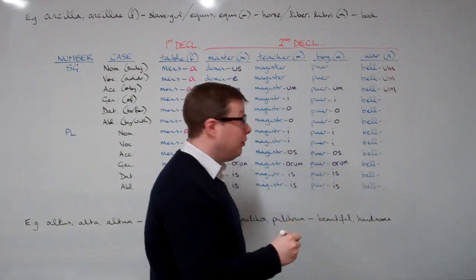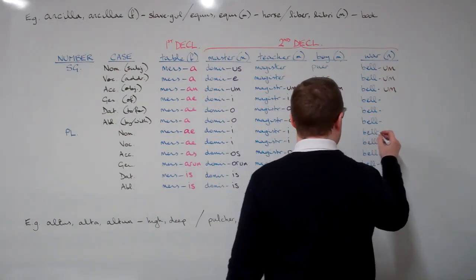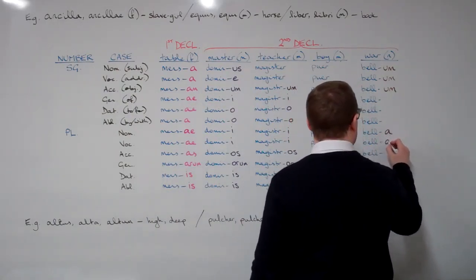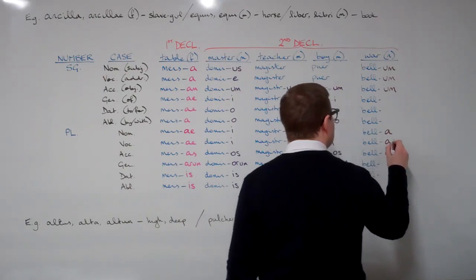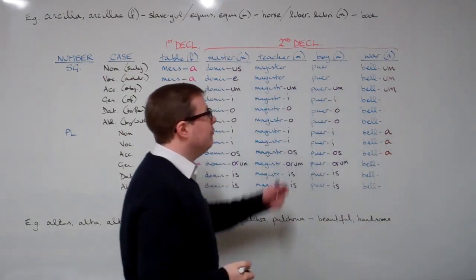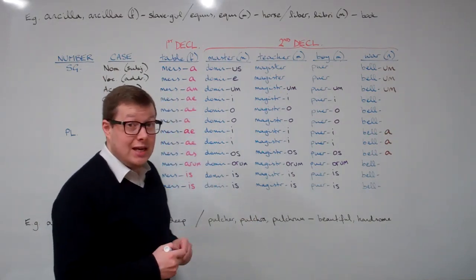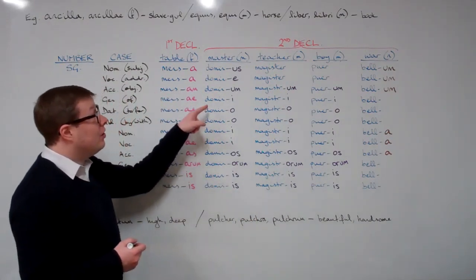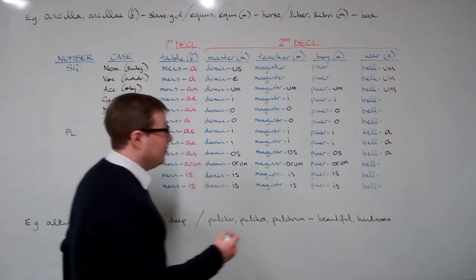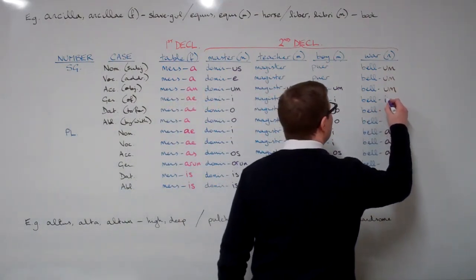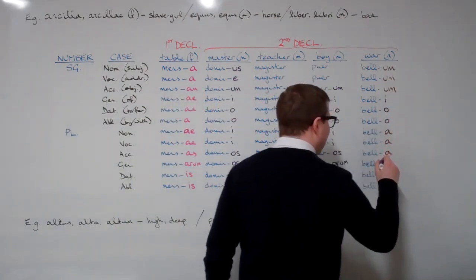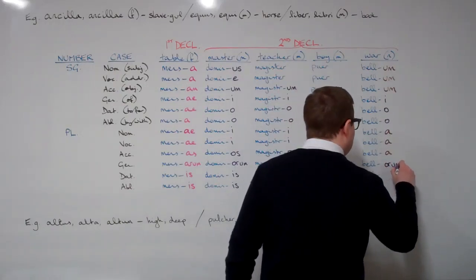And in the nominative plural, it goes bella, and again, that nominative form is repeated in the vocative and the accusative, bella. While the rest of the endings are exactly the same as the rest of the second declension ones. So bellum, bellum, bellum, belli, bello, bello, bella, bella, bella, bellorum, bellis, bellis.